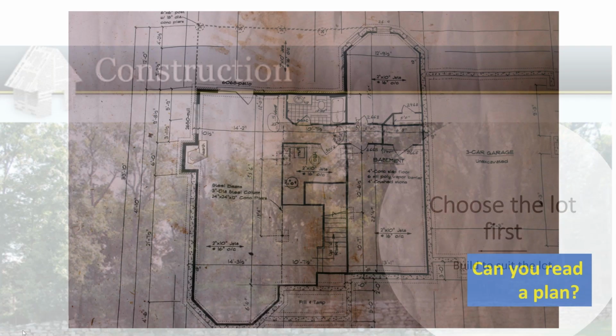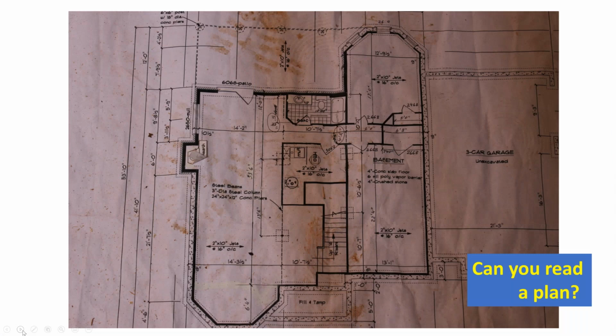So first of all, this is a floor plan, and you have to understand that you need to pick a lot, and then the house will fit on the lot. If you're looking at a particular house plan, not all lots will accommodate that plan. So it's important to have that conversation if you're representing somebody that wants to build a house, that they make it contingent upon getting the house they want on the lot.